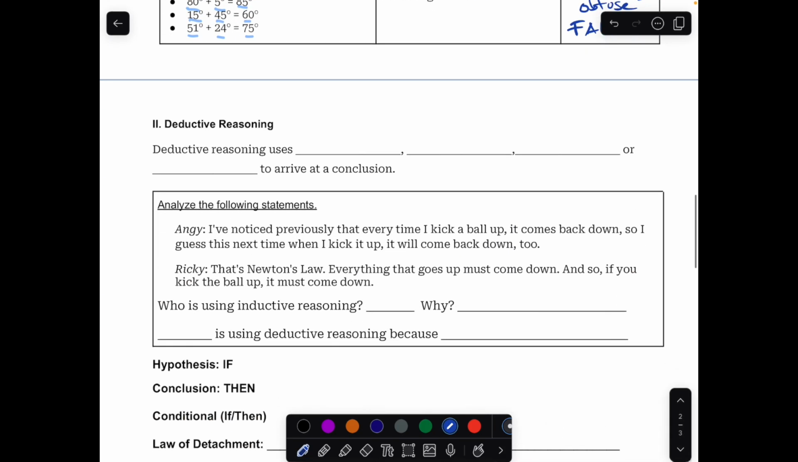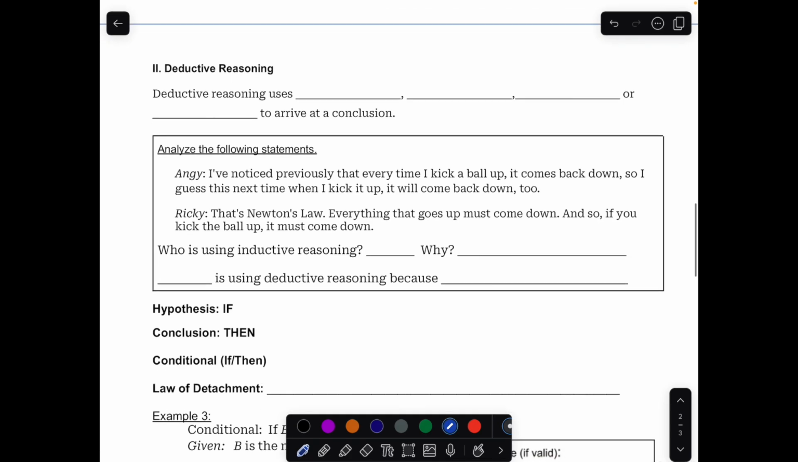So let's go look at deductive reasoning now. Deductive reasoning uses rules. We have facts, and we have definitions, or we can use properties to arrive at a conclusion.